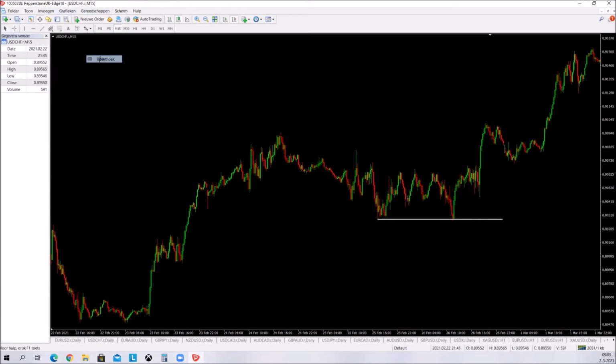So I always wait for the second change of character because otherwise you're basically buying resistance if you buy just after the spring. And yes, your risk reward is a lot better, but the odds of the trade winning are also very much lower. So that's really something to keep in mind. It's also about what fits with your personality. Do you want a higher strike rate? Do you want a lower strike rate? Do you want a better risk to reward or a lower risk to reward?